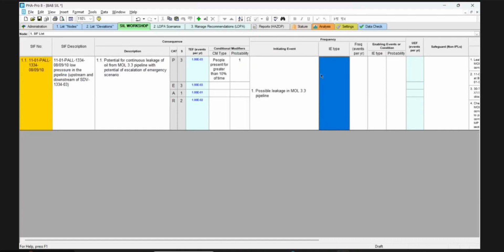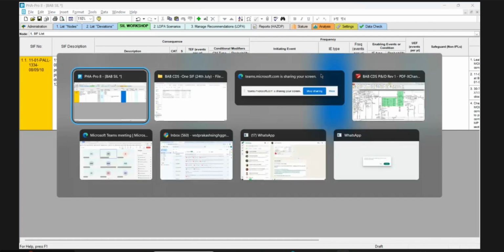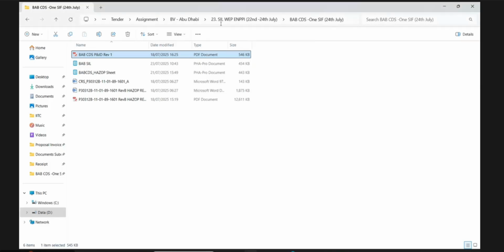We have to define the probability. Yesterday we defined 0.0033. Okay. It is a buried trunk line. Yeah, buried trunk line. I will show you what I have done yesterday.